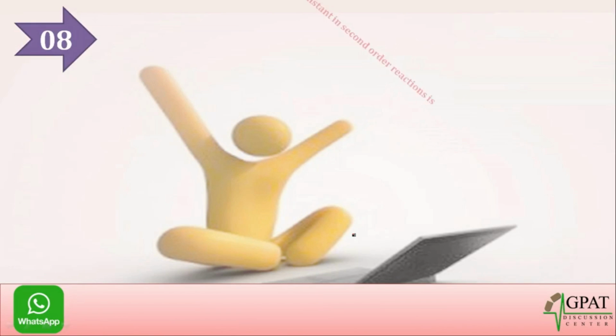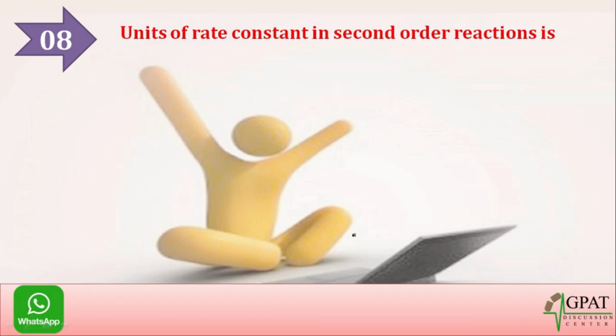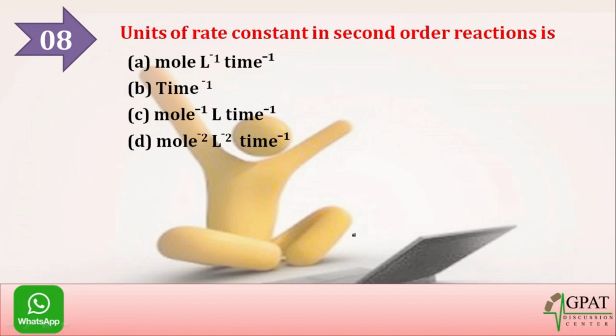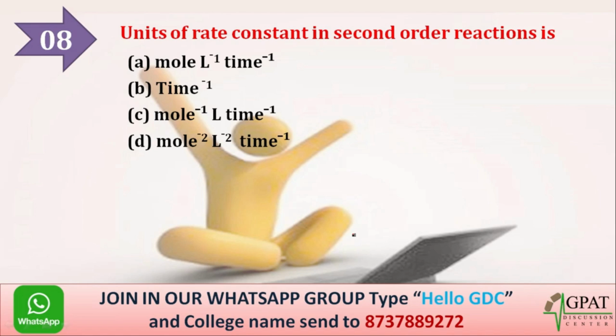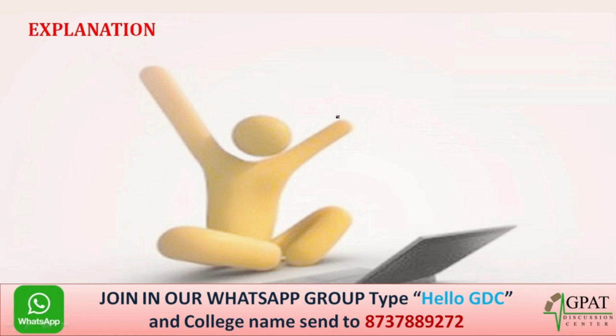So the next question is, the unit of rate constant in second order reactions is: option A, mole liter inverse time inverse, option B, time inverse, option C, mole inverse liter time inverse, option D, mole square inverse liter square inverse time inverse. The correct answer, or unit of rate constant in a second order reaction, is mole inverse liter time inverse. So let's discuss with the help of the explanation.